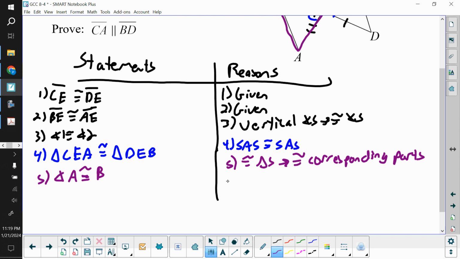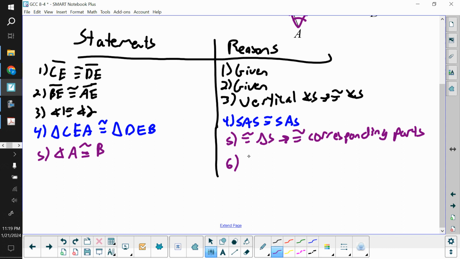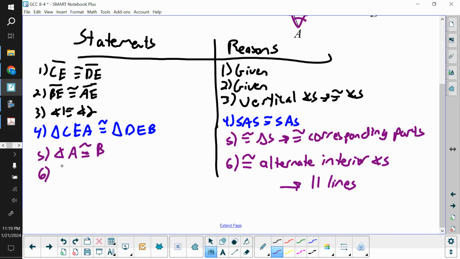And then to finish our proof, A and B are congruent alternate interior angles. So we're going to do the reverse of our second last reason on our card. It's a double arrow, so we can do that. Congruent alternate interior angles implies parallel lines. And our statement is just what we wanted to prove, that CA is parallel to BD.